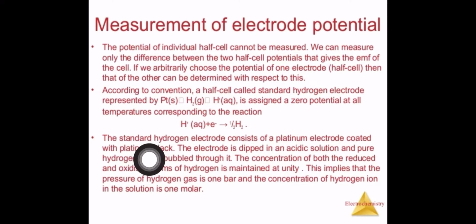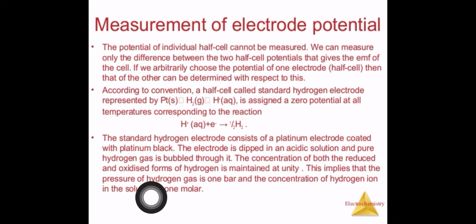Okay, the standard hydrogen electrode consists of a platinum electrode coated with platinum black. The electrode is dipped in the acidic solution and pure hydrogen gas is bubbled through it. As I told you, our electrode is platinum, which is dipped into an acidic solution, and hydrogen gas is passed in it. The concentration of both the reduced and the oxidized form of hydrogen is maintained at unity. Now I don't need to mention again what unity is, right? Unity means it is maintained at 1.